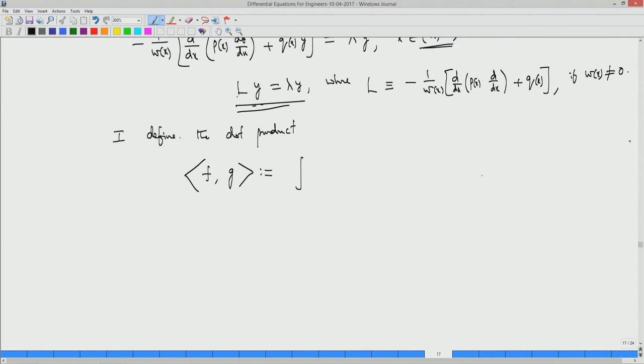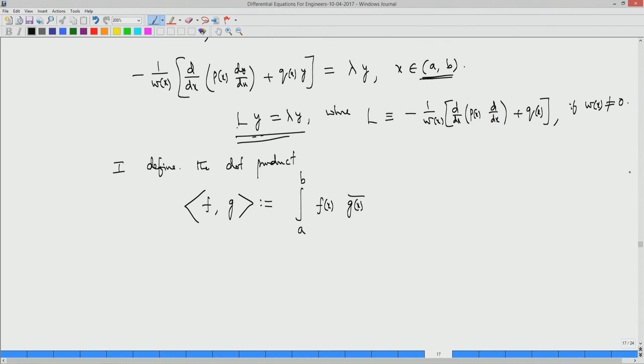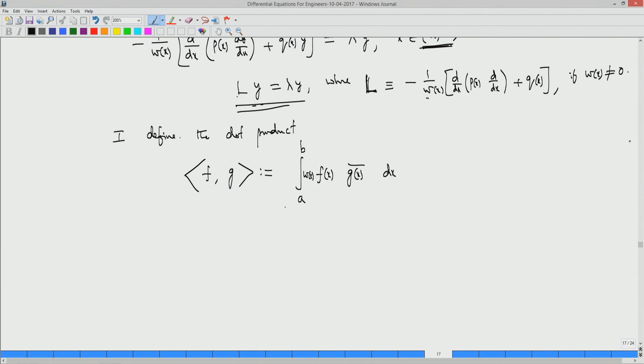Earlier, the dot product meant the sum of the products of each component of a vector. So, now you have f(x) times g(x) bar. This is the component, and you are doing it over all x in the interval a to b, so it is continuous. So, you have to integrate from a to b. Because for this L, this operator has W which is non-zero, the W is called the weight function that should be there in your dot product.